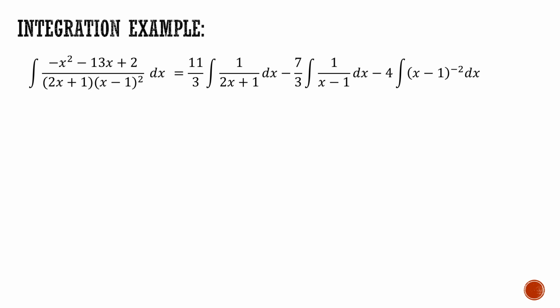Now that we broke it up this way, we simply integrate each part, and we end up with this particular answer, which is simply 11 over 6 times the ln of the absolute value of (2x plus 1), minus 7 over 3 times the ln of the absolute value of (x minus 1), and then finally 4 over (x minus 1), and don't forget to add my constant plus C. So here's the connection between partial fractions and integration.